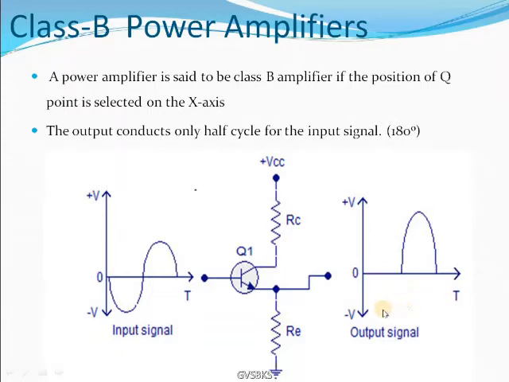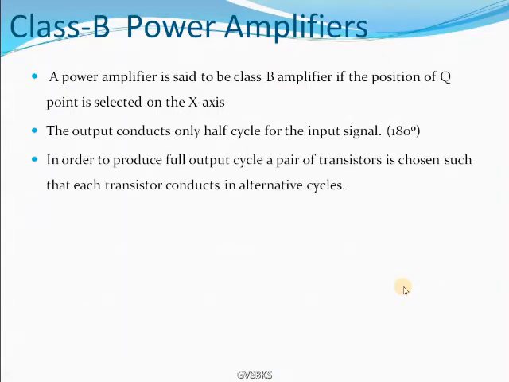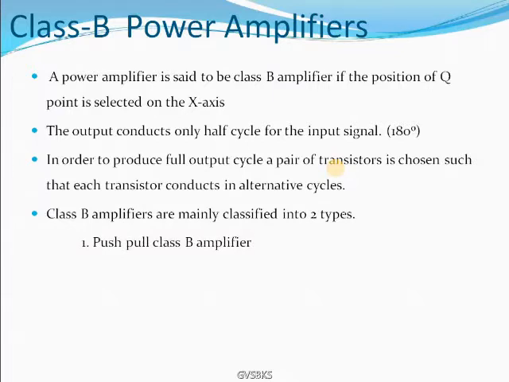In order to eliminate this distortion, we are going to use a pair of transistors chosen in such a way that each transistor will conduct in alternate cycles. One transistor will conduct for one half cycle and the other transistor will conduct for the other half cycle. Class B amplifiers are mainly classified into two types. One is the push-pull Class B amplifier and the second is the complementary symmetry Class B amplifier.